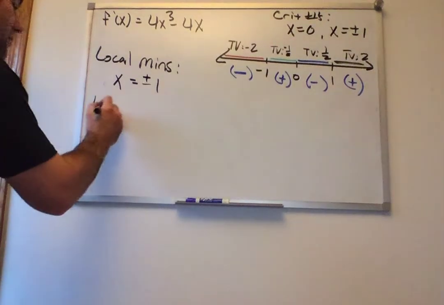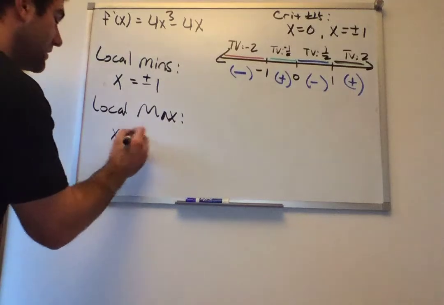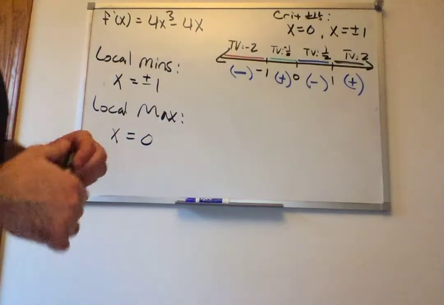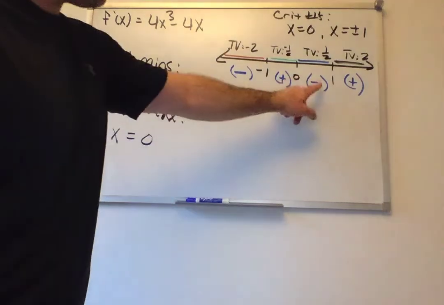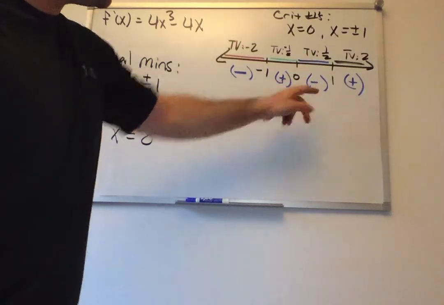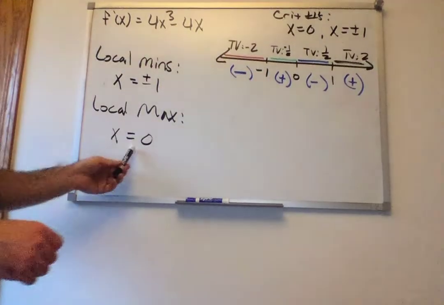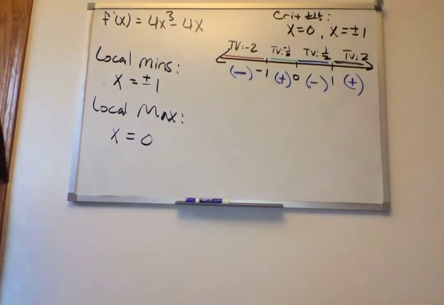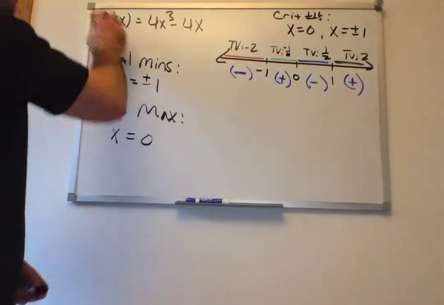And now we have a local max at x equals 0. Because on one side of 0 it's positive, and then to the right of 0 it goes negative. We always go left to right. So it changes from positive to negative. We have to have a positive slope to a negative slope. We got a maximum there. Okay? It's called the first derivative test. It allows us to find minimums and maximums. Alright, so I do have another example we're going to go through.